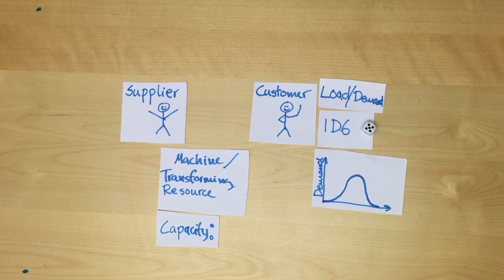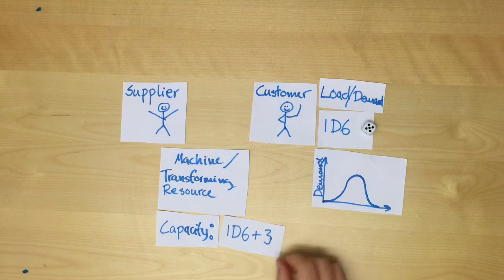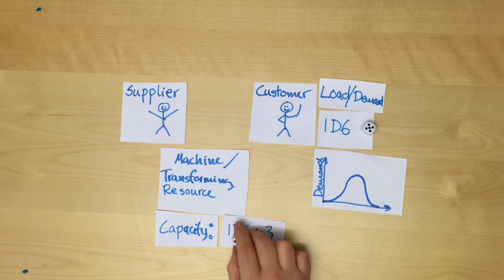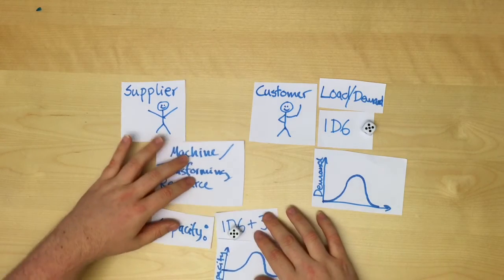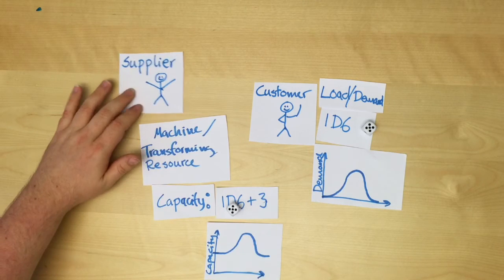And this capacity will also have some variation over time due to downtime or sick leave, or just the fact that different tasks take different amounts of time. And in this case we simulate it with a dice throw, but we also have some extra capacity to start with in round 1. And in the same way that the demand is normally distributed, the capacity will also be normally distributed.